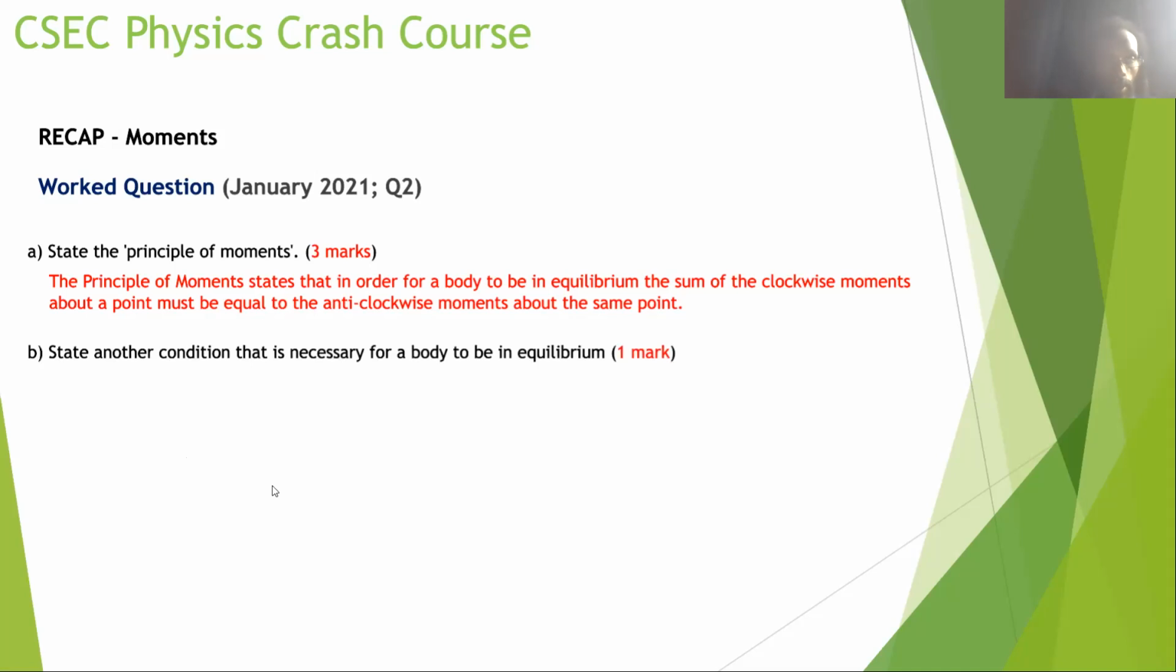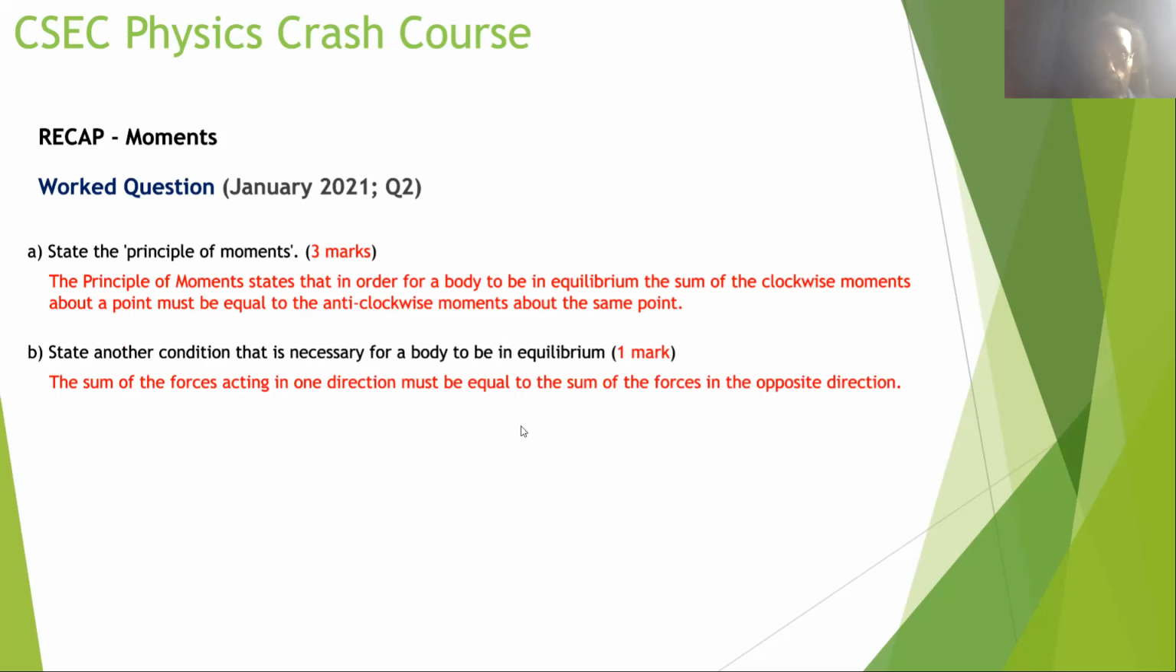Part B says, state another condition that is necessary for a body to be in equilibrium, and this is 1 mark. The other condition is that the sum of the forces in a particular direction must be equal to the sum of the forces in the opposite direction. If you consider forces acting upwards and add them, and then add the ones acting downwards, the 2 answers should be the same.